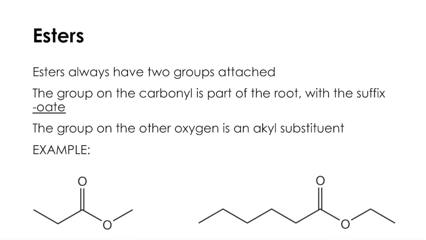So in this first example, there's a group attached with the carbonyl, 1, 2, 3, that is the root. The other methyl attached to the other oxygen is a substituent. And in this case, we would write methyl as the substituent. And this is another special case where there is a space, and we call it methyl propanoate, like that. And so in the same case here, this is going to be the root, this will be the substituent, and the ethyl is a separate word from the root, which is hexanoate, like so. And that's it.